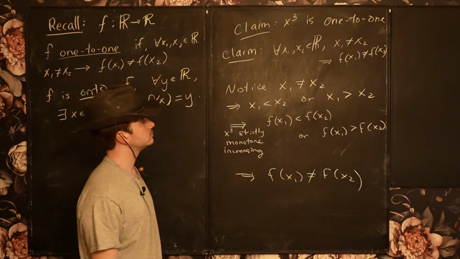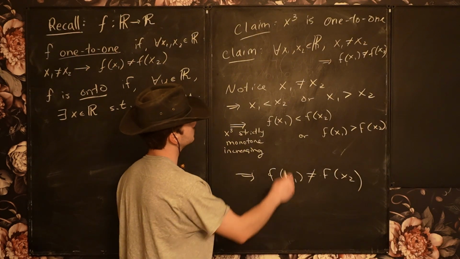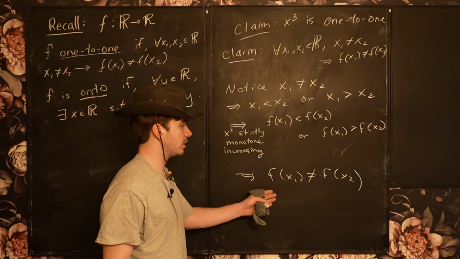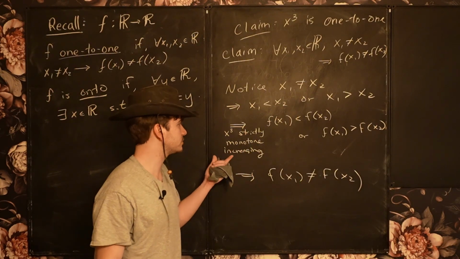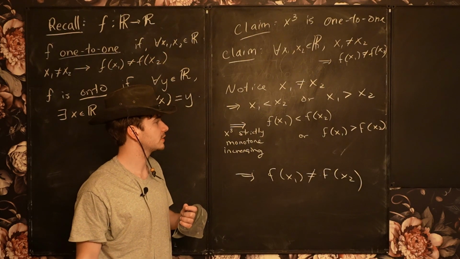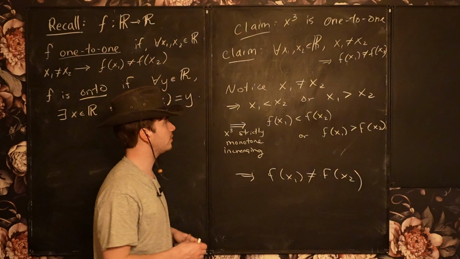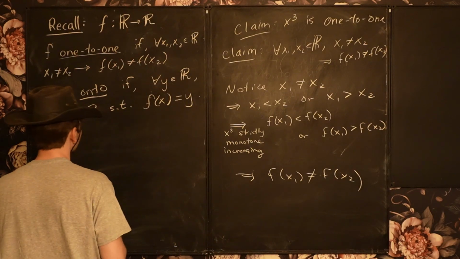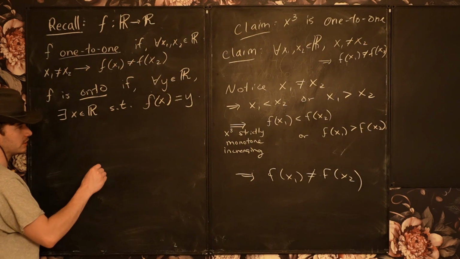So this holds for all x1 and x2 in R. So this completes our proof as long as we show that x cubed is strictly monotone increasing. All right, and so let's do that now. So x cubed is strictly monotone increasing.